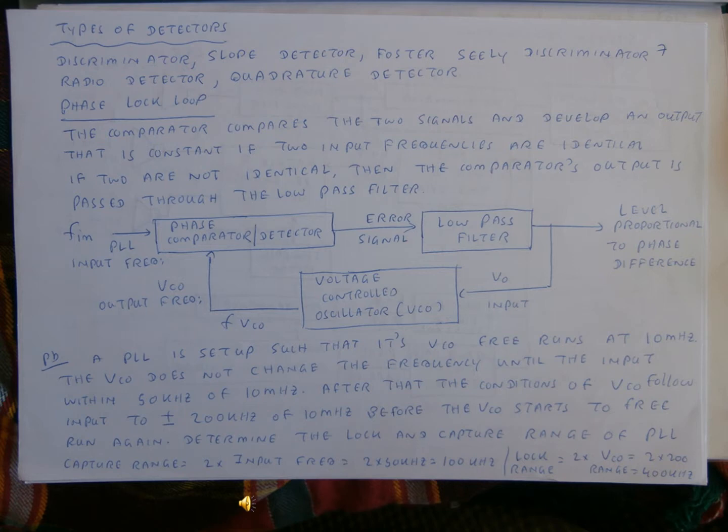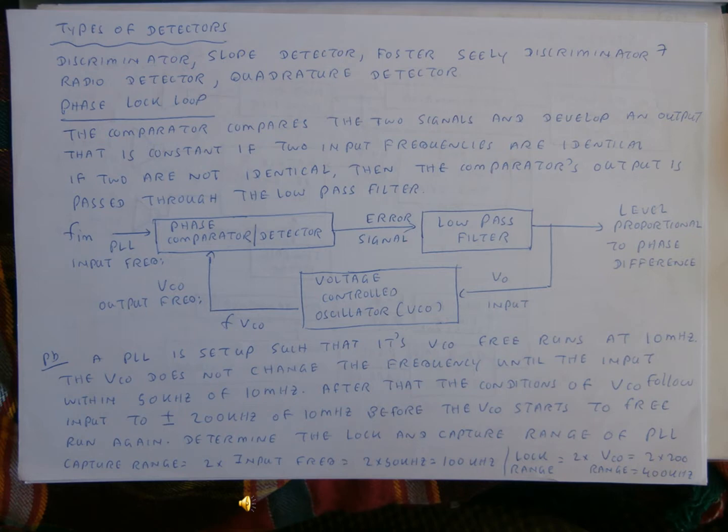Firstly, we calculate the capture range, which equals 2 multiplied by the input frequency. So that will be 2 multiplied by 50 kilohertz, which is 100 kilohertz. The lock range is 2 times the VCO deviation. So 2 multiplied by 200 gives a lock range of 400 kilohertz.